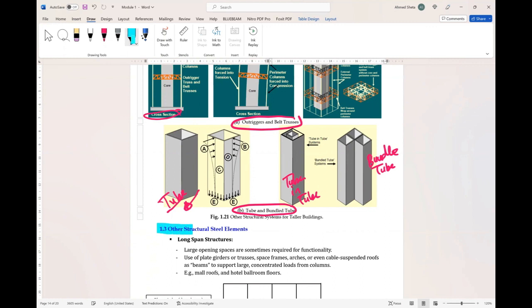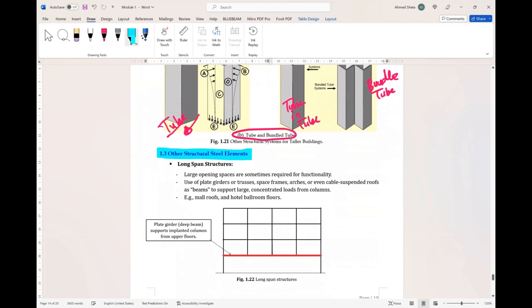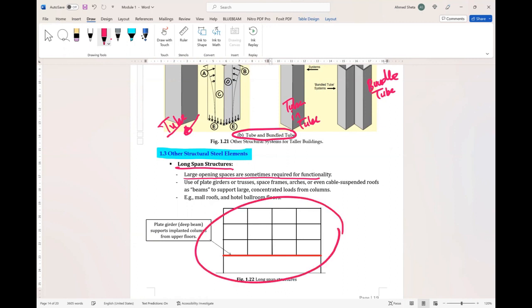The last part of our first lecture is the structural steel elements. Other structural steel elements are systems used in long span structures. In some buildings, large open spaces are required for the functionality of the building, like this building here. So in this building, there is a large opening required without any columns.